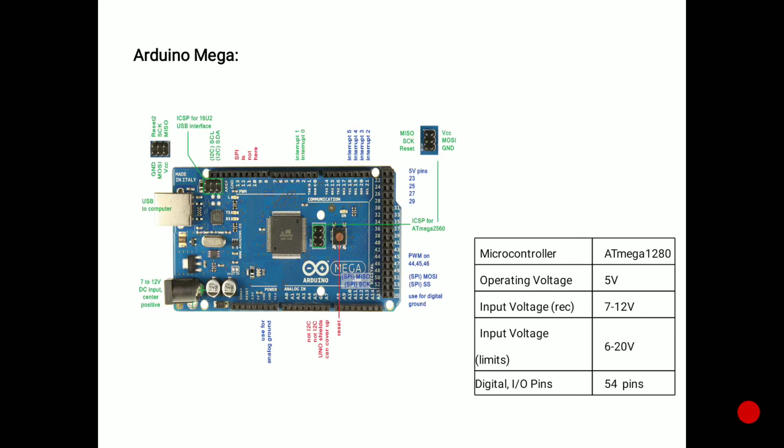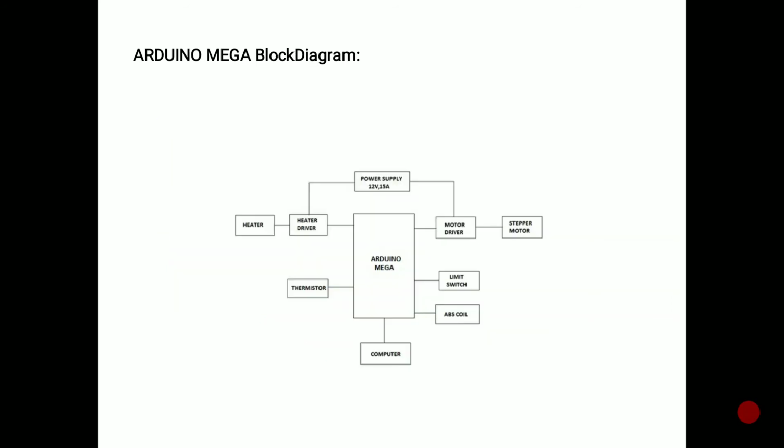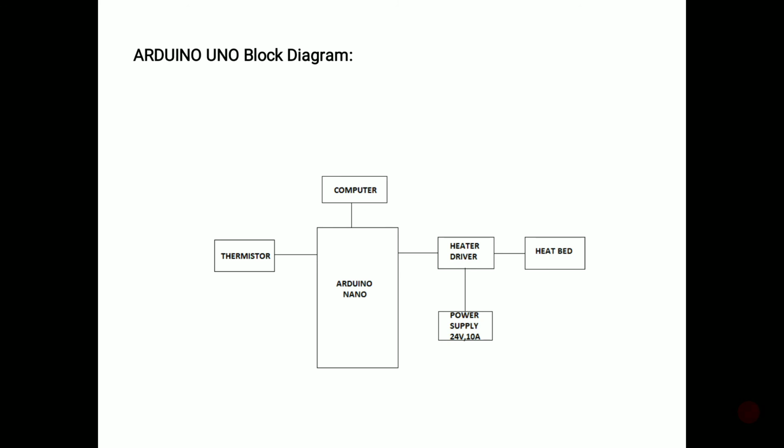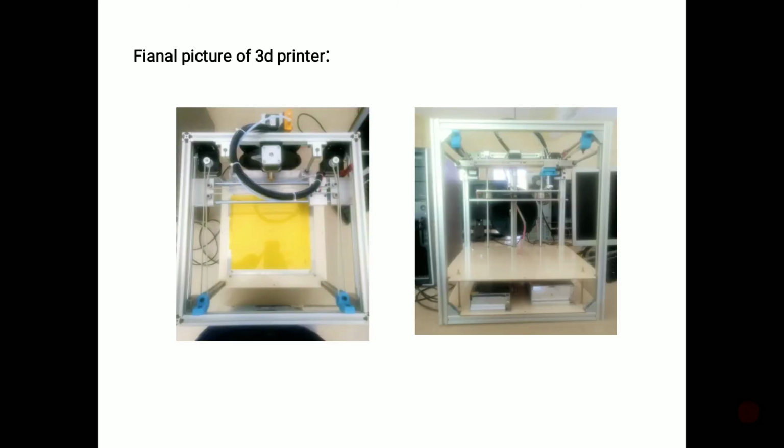Arduino Mega. This is used to control the stepper motors. And Arduino Uno, this is used to control the heat bed and the nozzle temperature. So this is the final picture of the 3D printer.